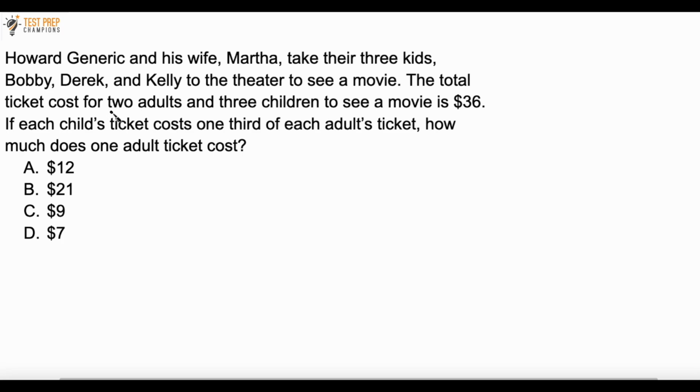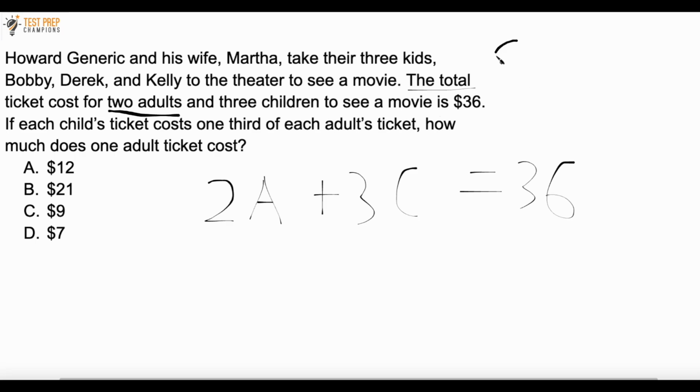Okay, so I'm going to write an equation here, and we know that the total cost for 2 adults and 3 children to see a movie is $36. So I'm going to write 2a plus 3c equals 36. And again, this just comes from the sentence right here that reads, the total ticket cost for 2 adults and 3 children to see a movie is $36. Now, we also know here that each child's ticket costs 1/3 of each adult's ticket. So we can say that c equals 1/3 times a.